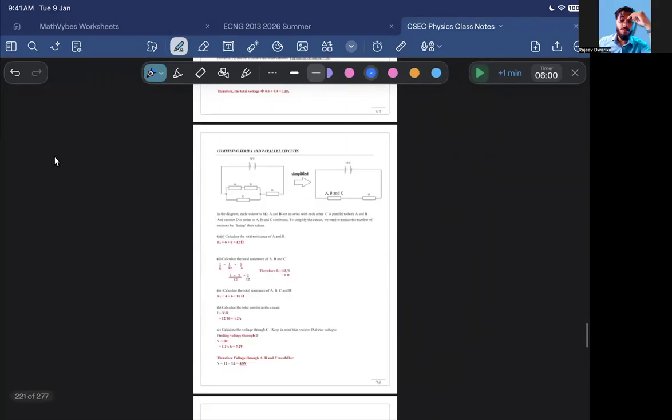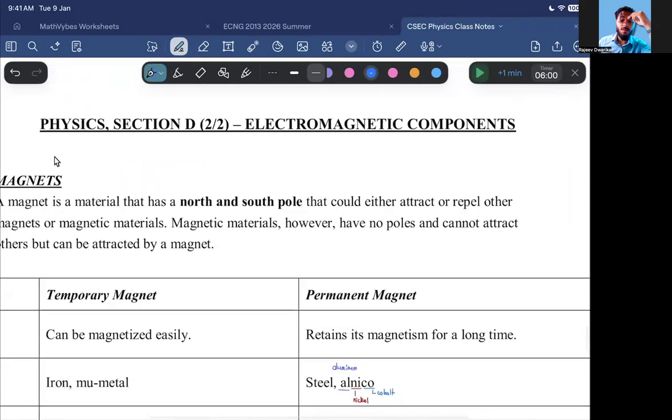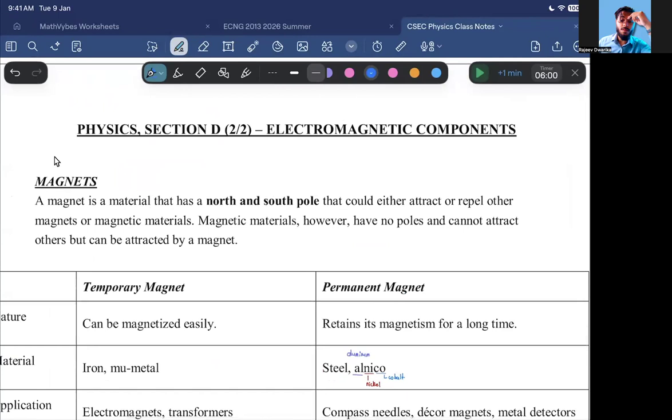Now we're finally gonna move on to electromagnetism. So, magnets. Do you know how magnets work? Talk to my guys. Do you all know how magnets work? Yes, sir. Kind of. So yeah, a magnet has a north and a south pole, right?